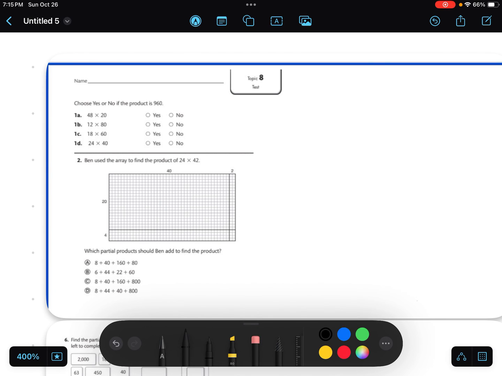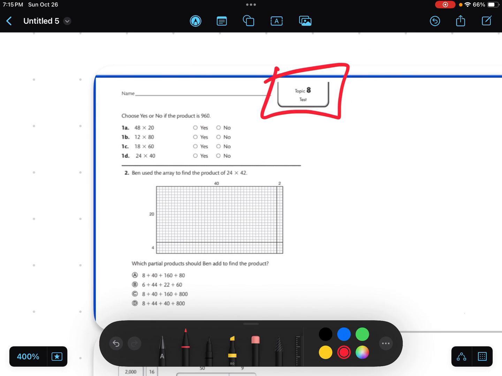All right, here we go, fourth graders. Let's take a look. We are working on topic 8 in enVision. So this is the enhanced version of the test. So let's take a look at the first one.